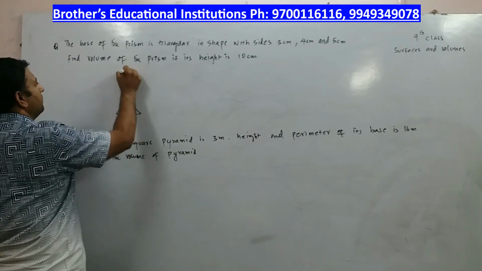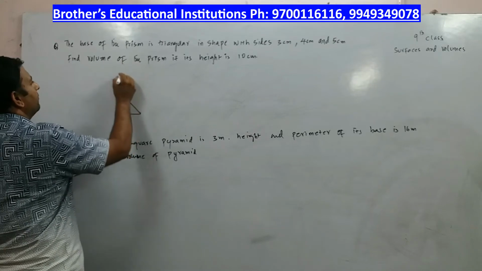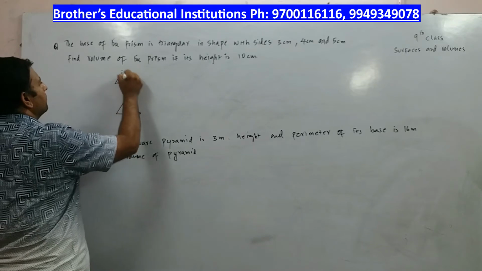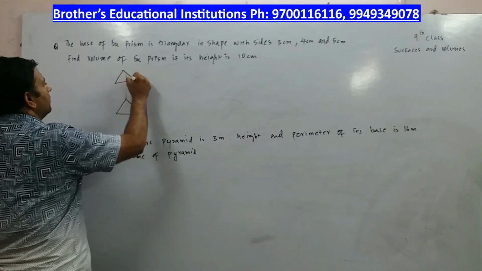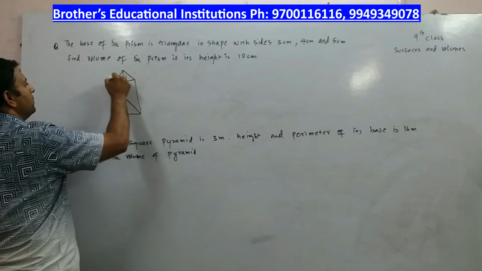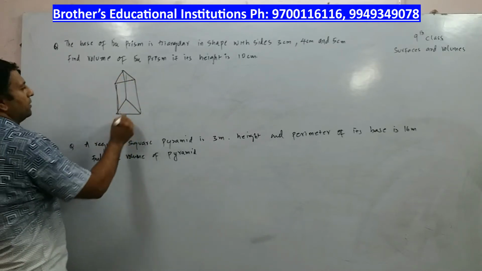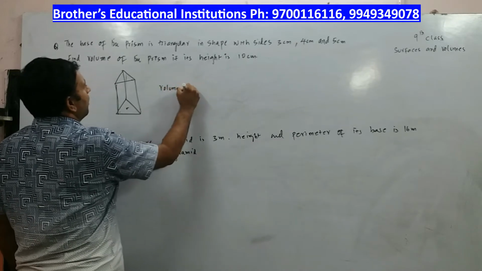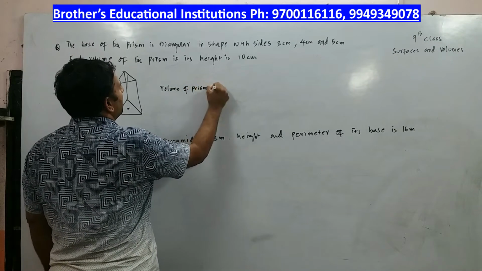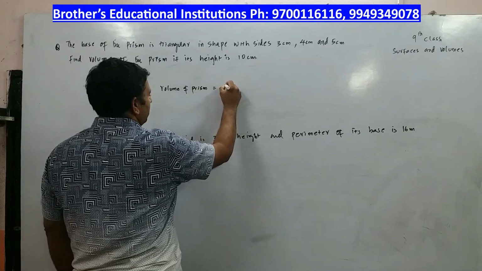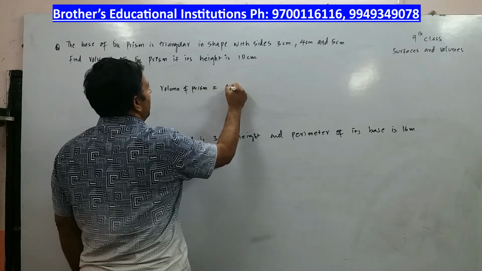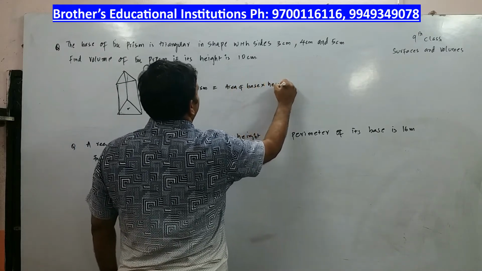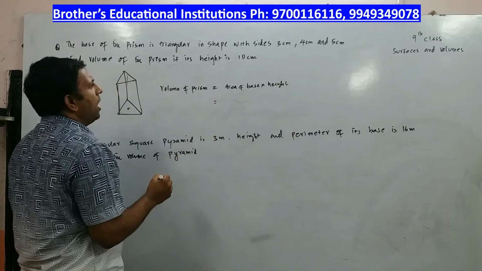Now here the base is triangular. Alright, now this is a prism. You have one more triangle like this. Alright. Now, can you see? Triangular base. So this is a triangular base. Now what is the volume of the prism formula? Volume of prism is equal to what? Area of base into height. Now what is the area of base?